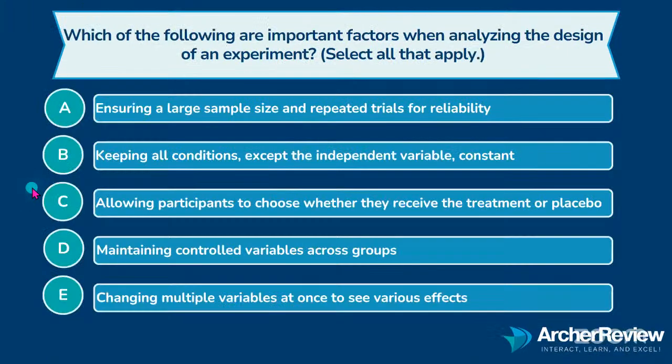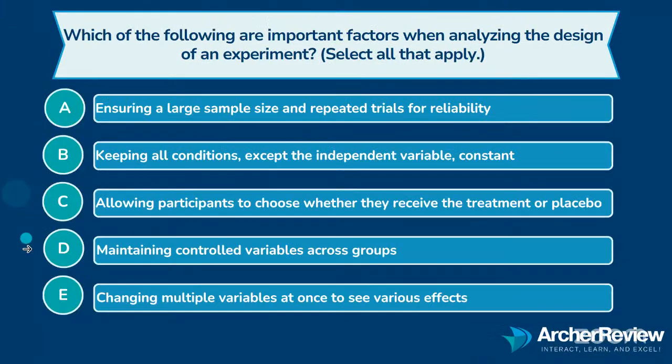B was also correct. Keeping all conditions except the independent variable constant. So in our migraine example, like I said, the only thing that we changed would be giving the migraine medication. That would be the independent variable. And then we would want everything else the same, normal: same sleep pattern, same exercise regimen, same diet, same everything, so that we could rely on those results being in reference to the medication and nothing else.